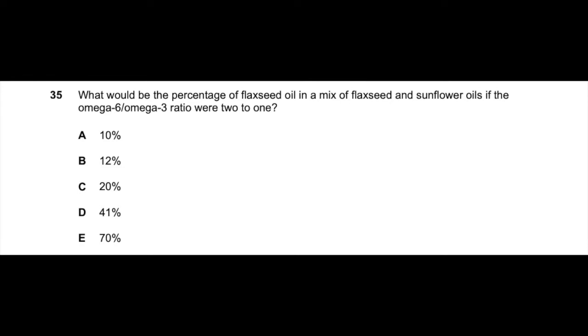This would produce a 243 gram mixture of flaxseed and sunflower oils with a ratio of omega-6 to omega-3 of 2 to 1. The percentage of flaxseed in this mixture would be 100 divided by 243 multiplied by 100 equals 41%. Therefore, option D is correct.